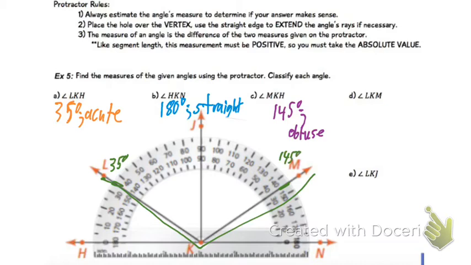We're going to have to find the difference between the two. How much is in the middle is going to be the difference between the two. So take 145 minus 35, and we get 110. So this angle measure is 110, okay? And does that angle between those two look more like 110 or 145? It looks more like 110. It looks a little bit closer to 90 than 145 is. So what kind of angle would that make it? Obtuse.